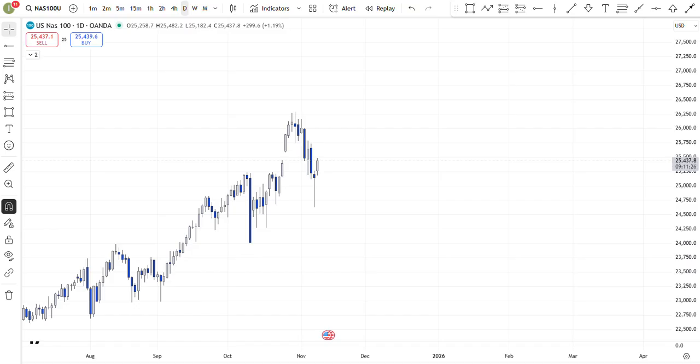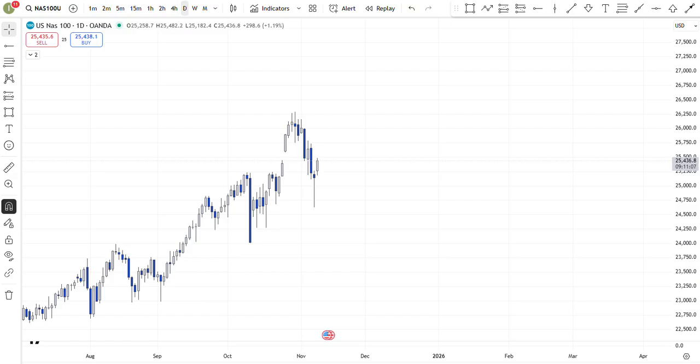The first thing that I want to make sure you understand when we go through this is the difference between a break of structure and a change of character, because this is extremely important. If you're not defining these properly, things are going to go wrong for you in terms of your trading.